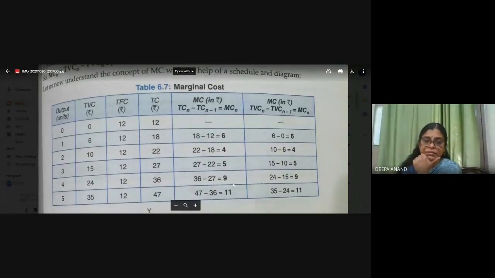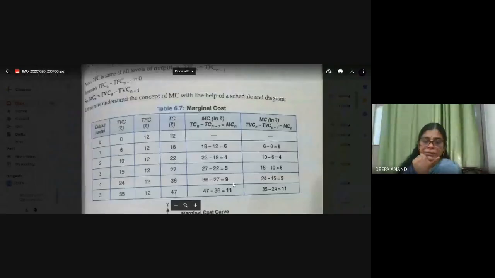Now you see the graph. See marginal cost, how does it go? When you check this table, you can understand 6, 4, 5, 9, 11. Increasing. Marginal cost is increasing. Make this graph.